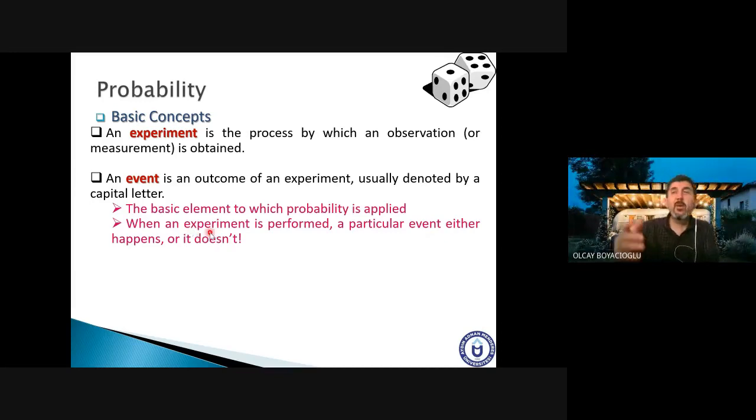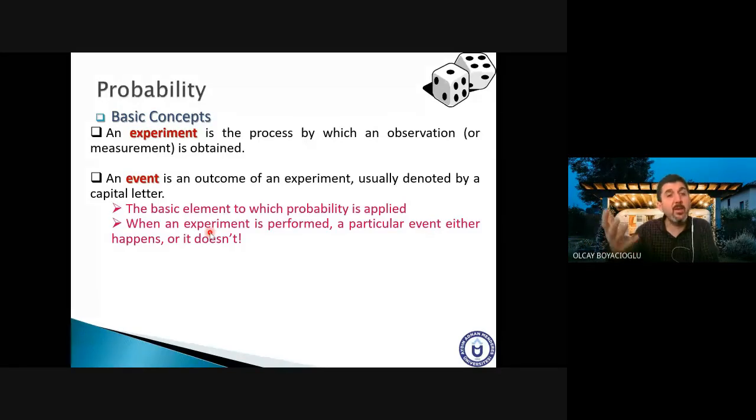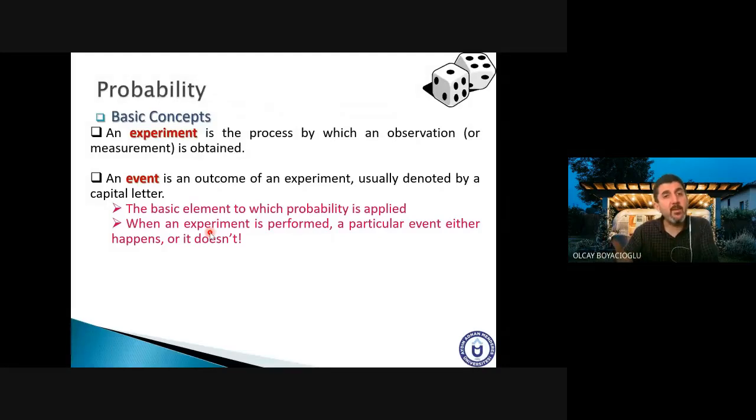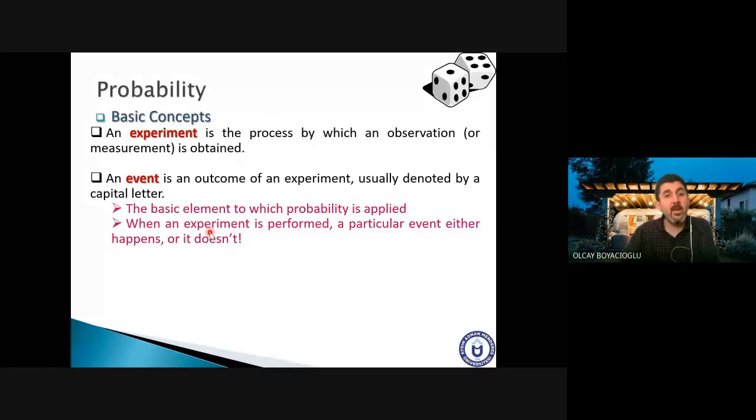And when an experiment is performed, a particular event either happens or it doesn't happen. For example, the experiment would be like today, the rain, okay? Is it gonna rain today? This is the experiment. When are we going to know this for sure? At the end of the day, okay? At the end of the day, if it rains, then it rained. If it didn't rain, then it didn't rain. All right, this is the outcome in the end.